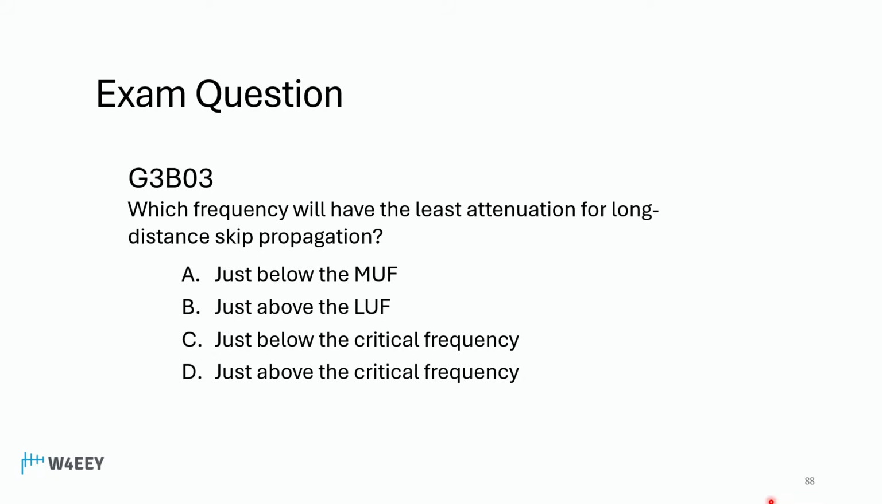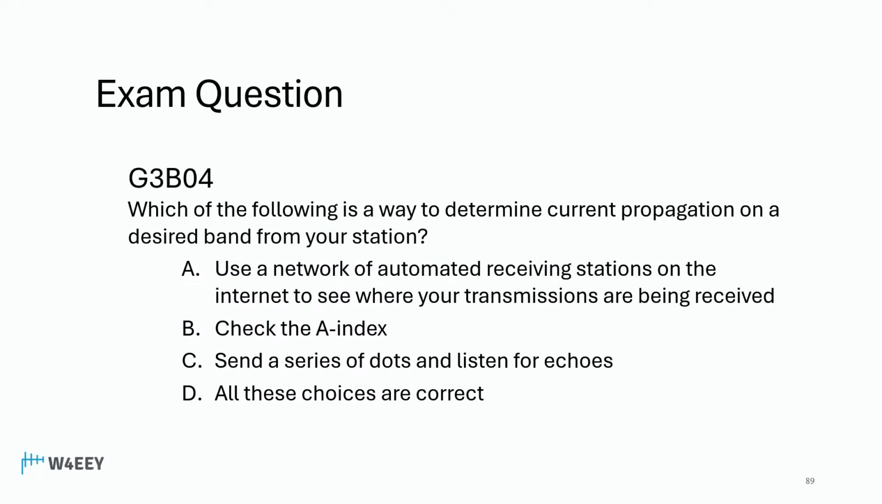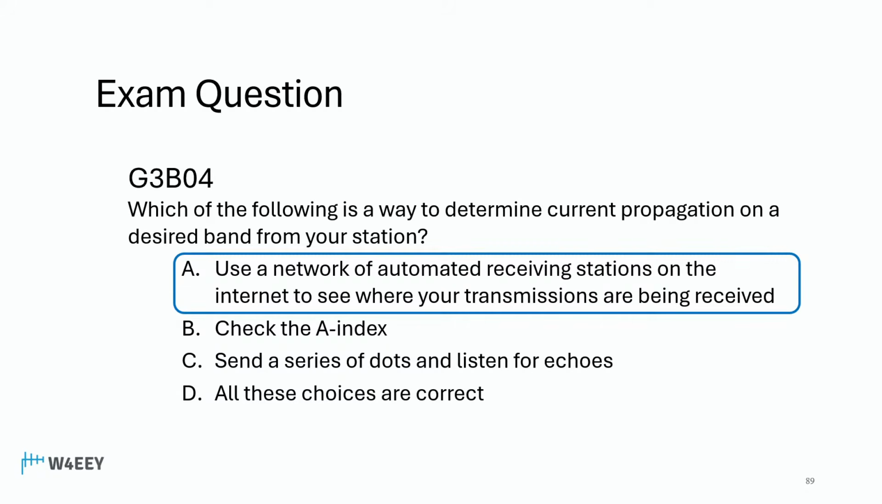Which frequency will have the least attenuation for long-distance skip propagation? Alpha. They've worded this kind of funny, but it didn't fool you, just below the MUF. Which of the following is a way to determine current propagation on a desired band from your station? Alpha. It is alpha. Use a network of automated receiving stations on the internet to see where your transmissions are being received.